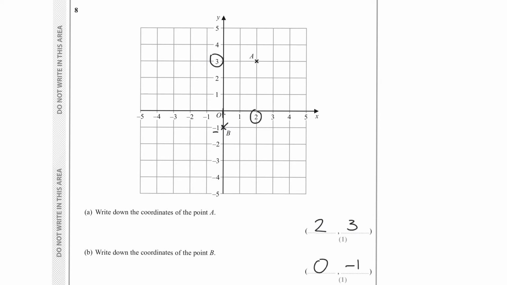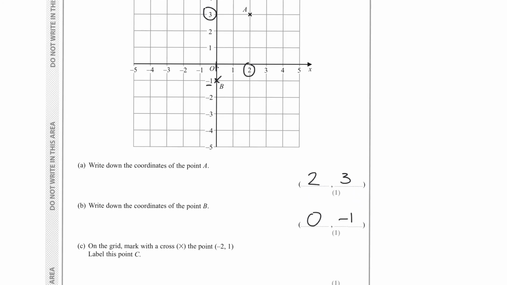Okay. And then lastly, it says on the grid, mark with a cross the point minus 2, 1 and label that C. So minus 2 for our x would be along this point. And then it's minus 2, 1. So our 1 for our y coordinate would be there. So where it now crosses, which would be here. So I'm going to now cross out all that drawing. So the point, therefore, would be there. And it wants us to label it C. So I'll label that C.